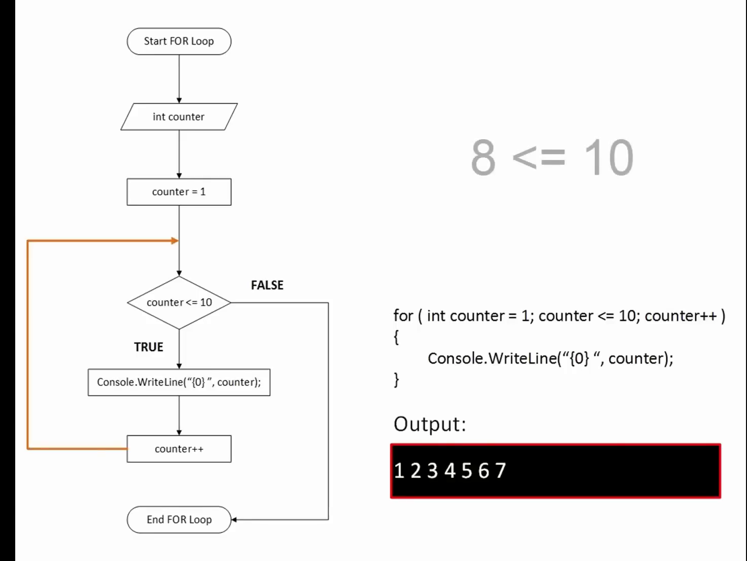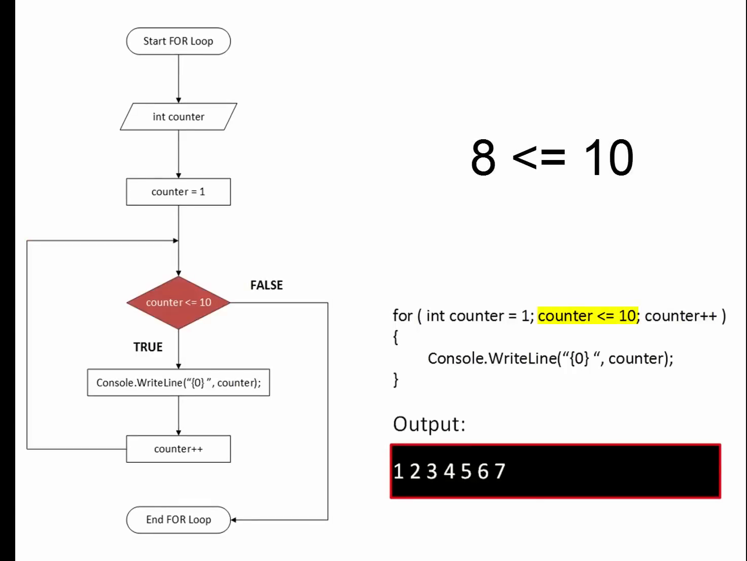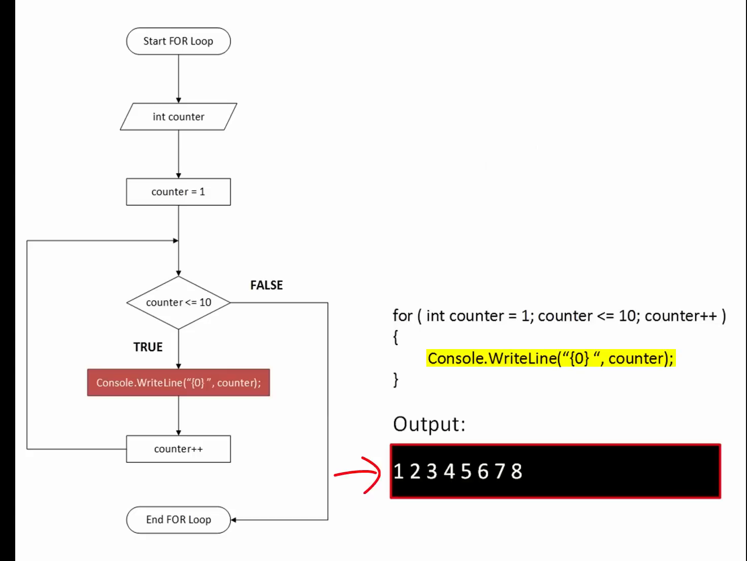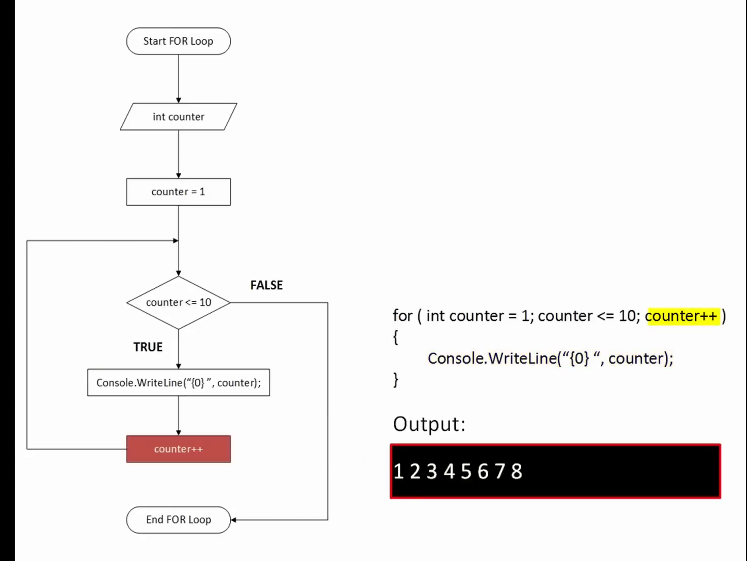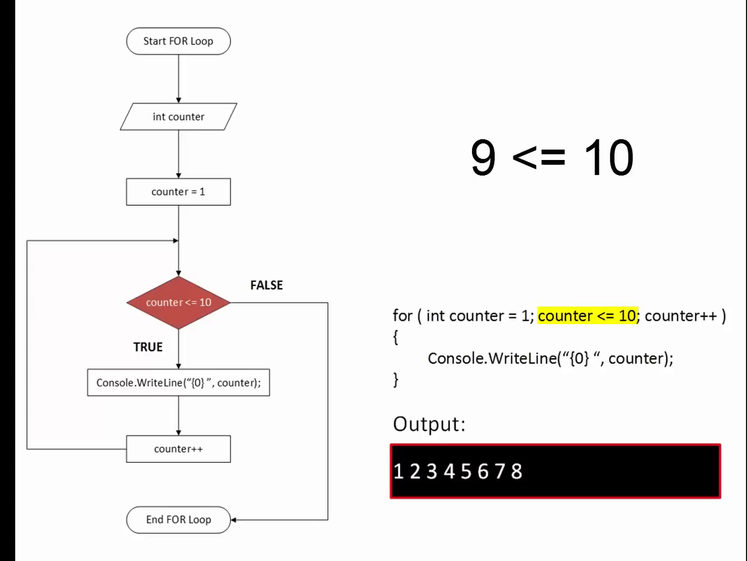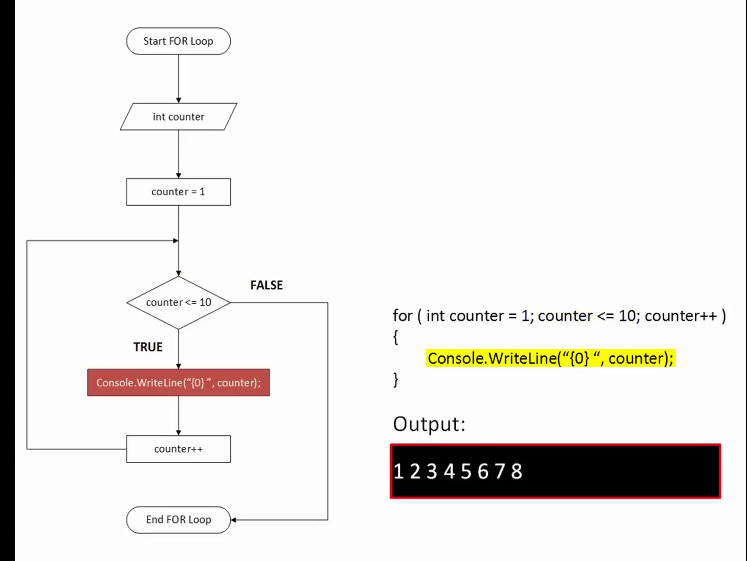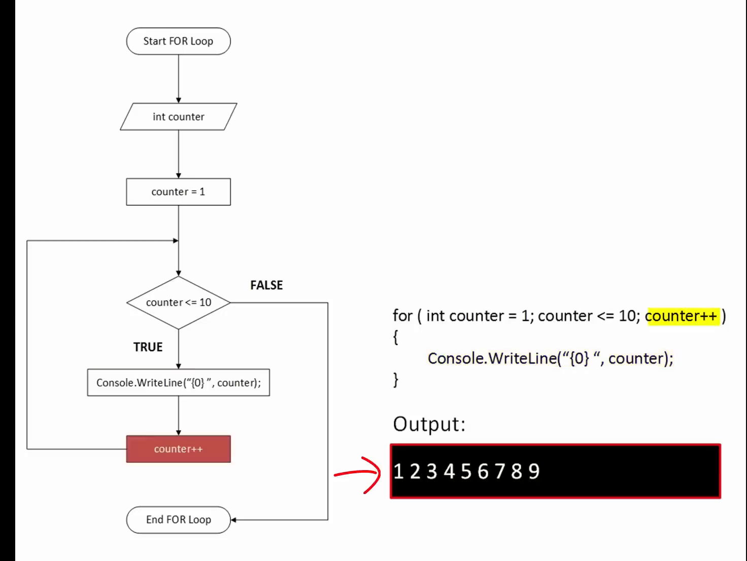Repeat the process. 8 is still less than or equal to 10, so we continue. Execute the code and display the 8. Increment the counter from 8 to 9. Start again. 9 is less than or equal to 10, so we can continue. Run the code within the body. Display the current value. Increment the counter. Counter of 9 is now 10.